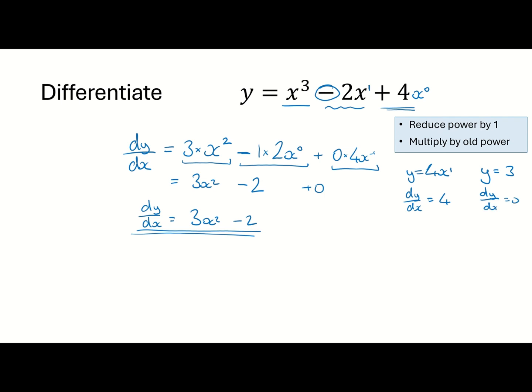If we have something x to the power of 1, or just x, 2x, 3x, then the differential would just be the number in front of the x. It would just be the coefficient of x. So we can see here that the coefficient of x was minus 2, and the gradient for that part would be minus 2 as well.